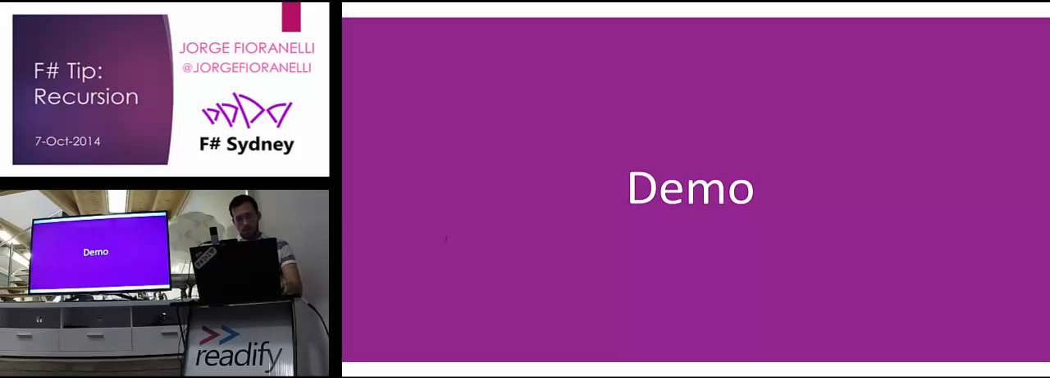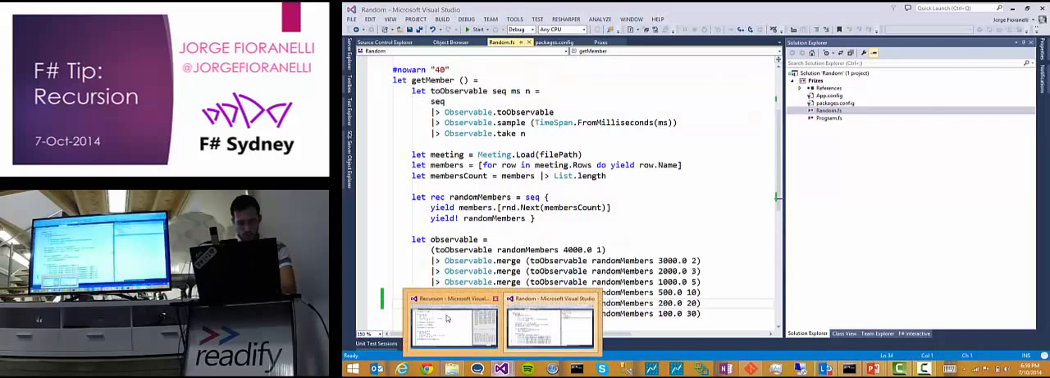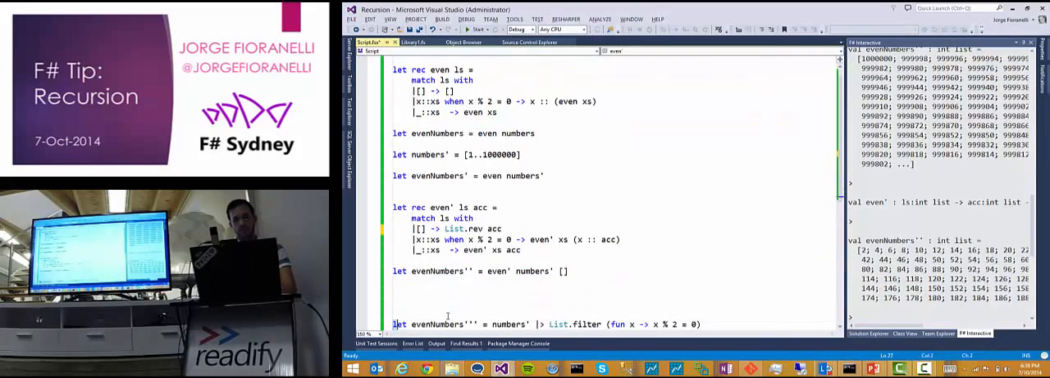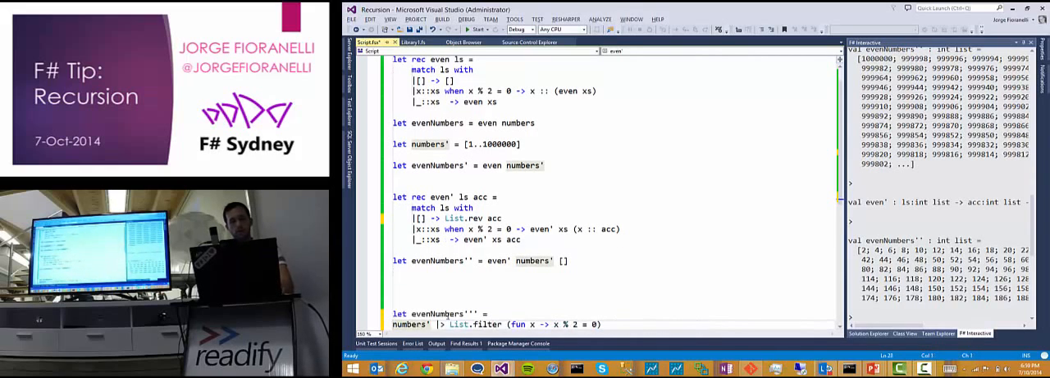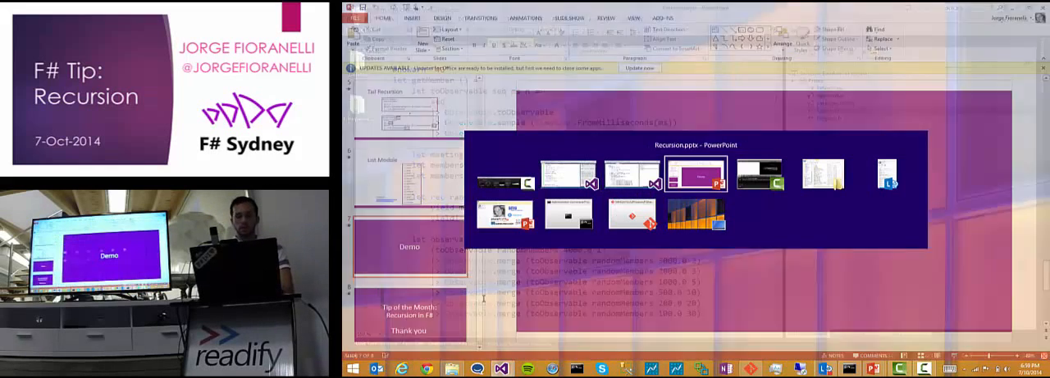So we already saw the demo. Yeah, this is another way that you could do it. So what I'm doing here is I have numbers and I am piping that to the List module, the filter function, and I am just filtering the ones that are even. So if I execute this, I get exactly the same result, but this time I haven't had to write any recursion. Having said that though, there are cases in which you need to write your own recursive functions.